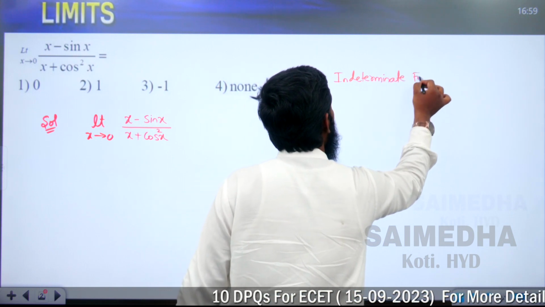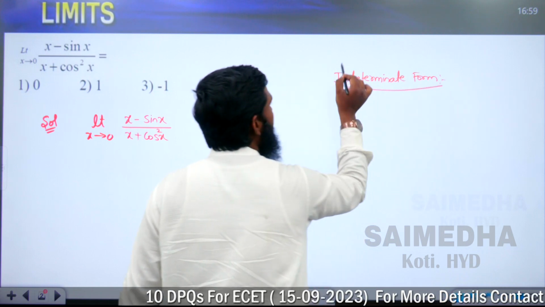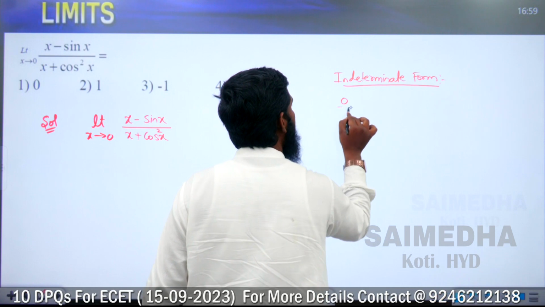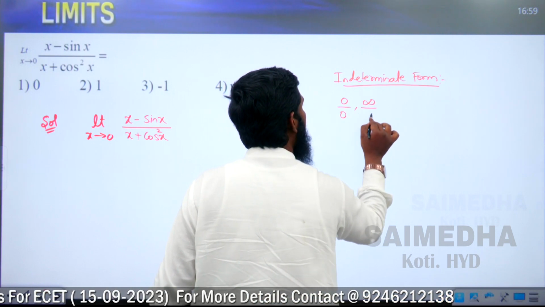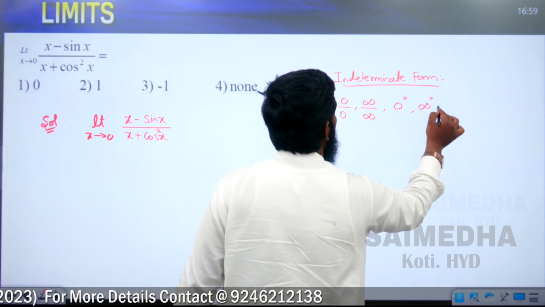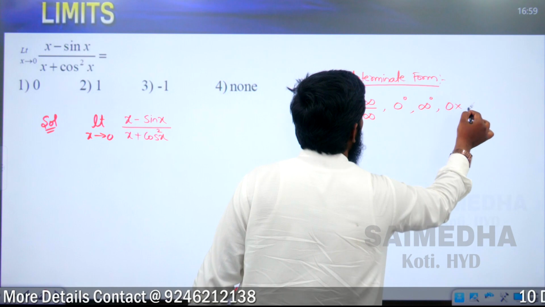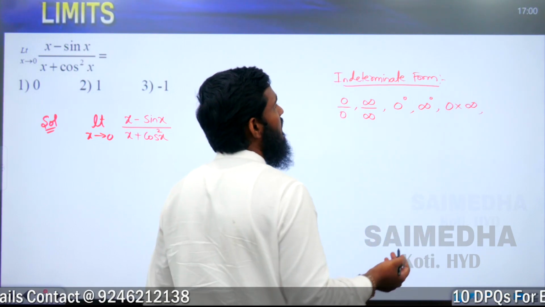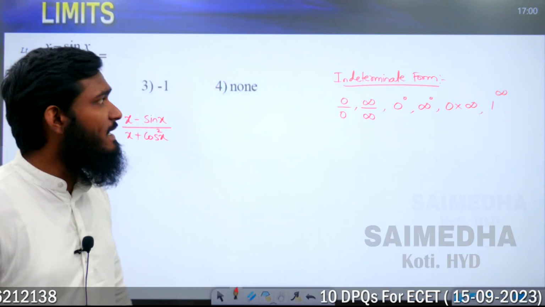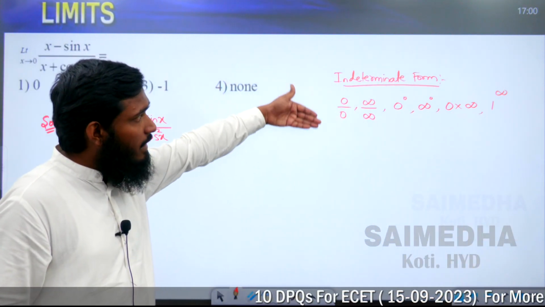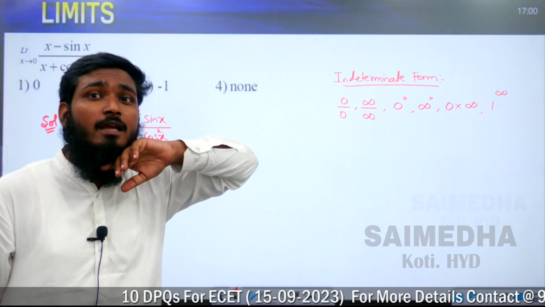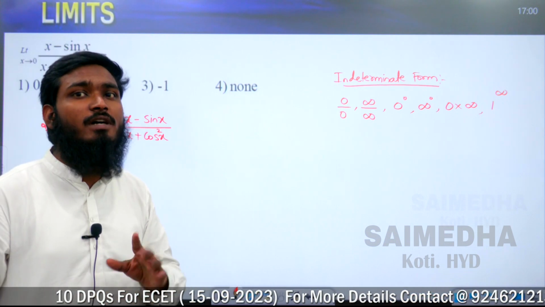Indeterminate form means we are getting the answer as 0 by 0, infinity by infinity, 0 power 0, infinity power 0, 0 into infinity, or else 1 power infinity. If you get these cases, we call it an indeterminate form.